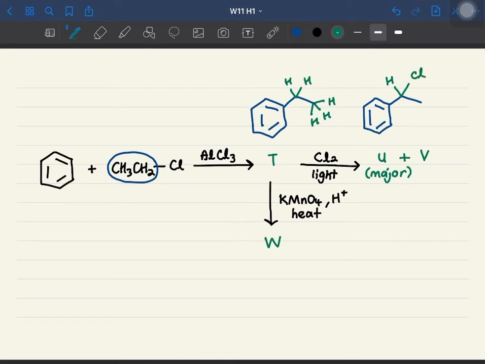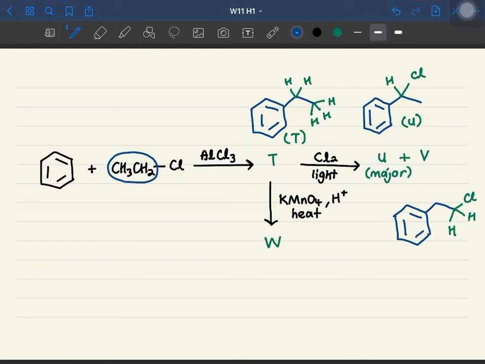Okay, so this is U. This is T. What about V? Because the question also asks for V, means V is going to be the minor product. So we also have benzene and 2 carbons, but then the substitution will happen at the second carbon, where you're going to have Cl, H, and H. So we have benzene in here.